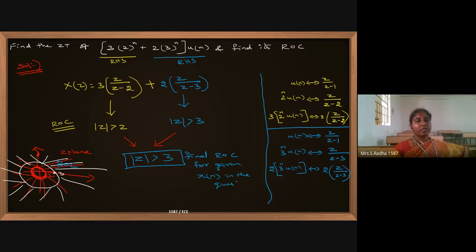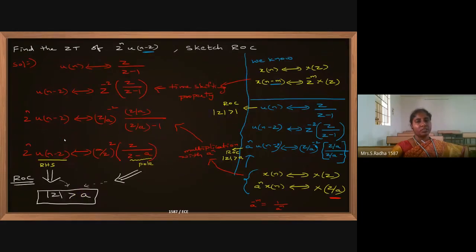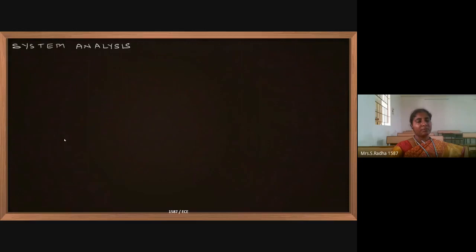Okay, I think you understood. This is about the sketch of the ROC. In textbooks you can find the word sketch. In the previous two questions I didn't draw the diagram, but you can just do it. Sketch the ROC means take a circle with the radius of whatever value you got in the ROC calculation, and based on that you can make the plot.